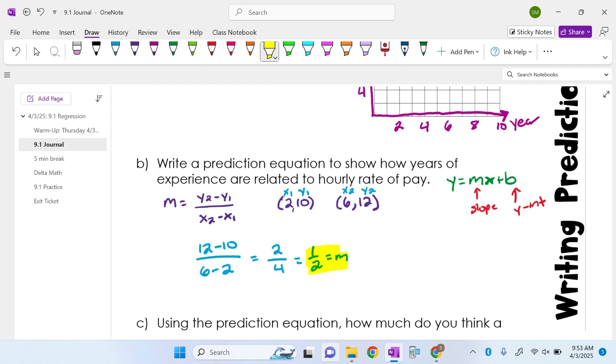But we're not done. We then need to find our y-intercept based off of those 2 points. So we currently have y equals 1/2 x plus b. Does anyone remember how I can use a point to find the y-intercept if I have the slope?